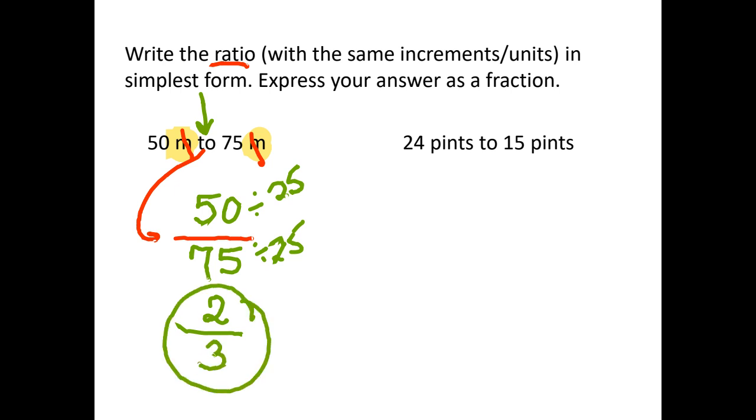Now, here again, we have pints and pints. Well, basically, we can cross them out. They are the same. But again, here's my TO. That's my fraction bar. Now, 24 goes in the numerator because that's in front of this TO. And what comes behind TO is our denominator.